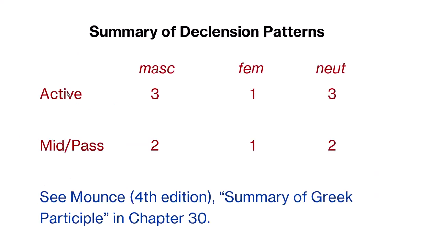Like the present tense, for active masculine, we use third declension endings, and for the neuter, we use third declension endings. For the feminine, we use first declension. For the middle passive, we use second declension endings for the masculine and for the neuter, and then first declension for the feminine. This is the same as the patterns that we have for the present tense.